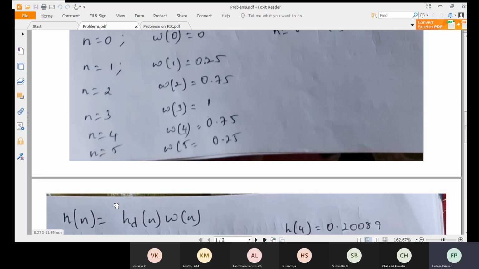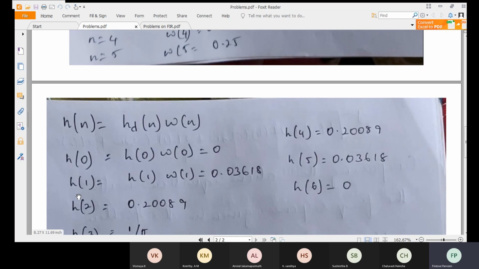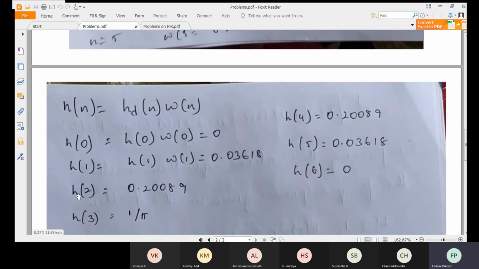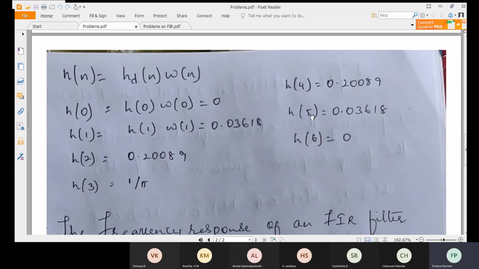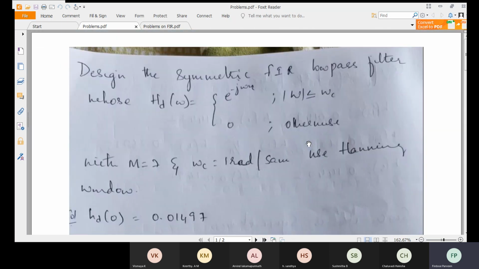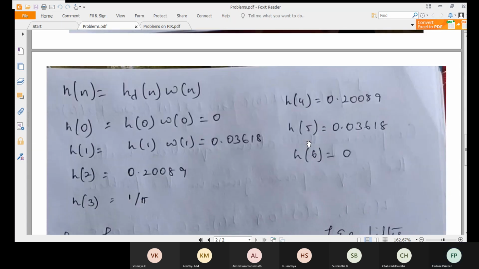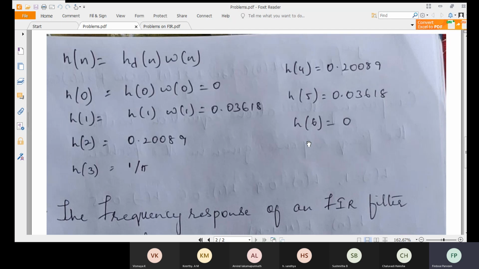So next, what you have to do? You have to find out h of n. What is h of n? hd of n into w of n is your h of n. You have got hd of n. You have got w of n. So what will be getting h of 0, h of 1, h of 2, h of 3, h of 4 and h of 5 and h of 6. They have asked only the filter coefficients, right? So here it is fine. Take down the next problem. Understood? You have got all these things correctly?